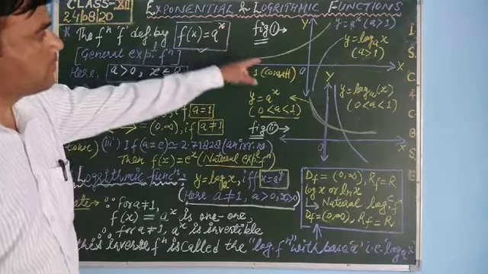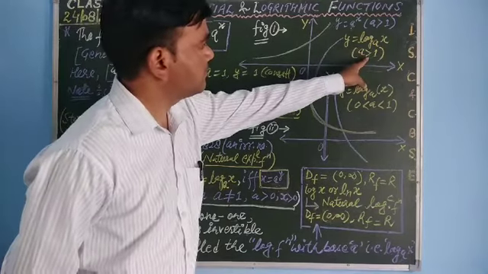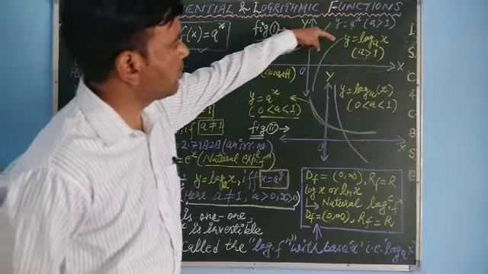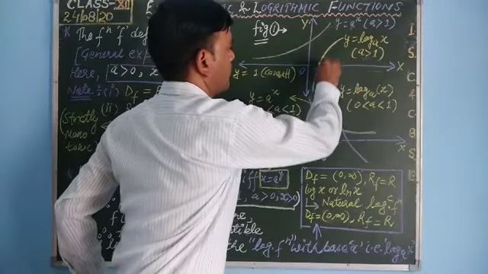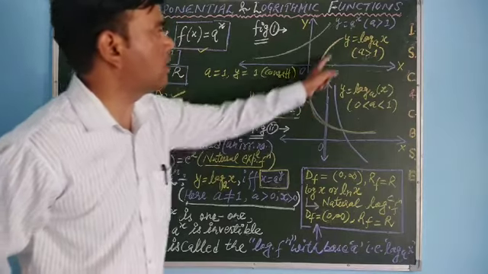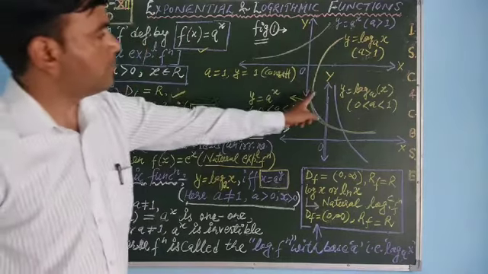Now see students, the graph when a is greater than 1, then the graph of the logarithmic function is always like this. From this figure you can see that the domain for this general logarithmic function is from 0 to infinity.